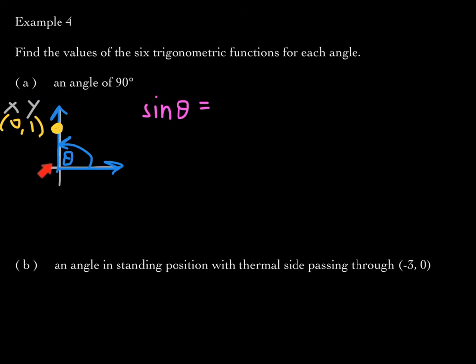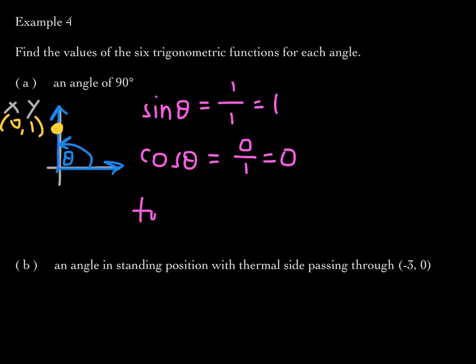So if that is the definition for r, then r is just equal to 1. This distance here is 1. So then y over r would just be 1 over 1, which is 1. Sine of theta is equal to 1. Now cosine of theta is equal to x over r, so 0 over 1, which is 0.